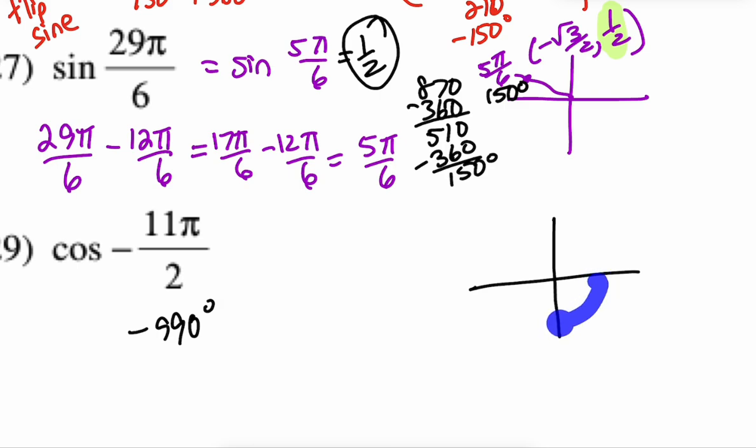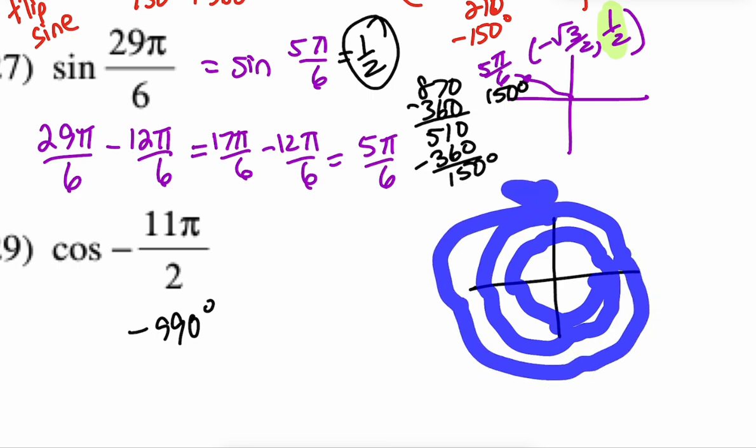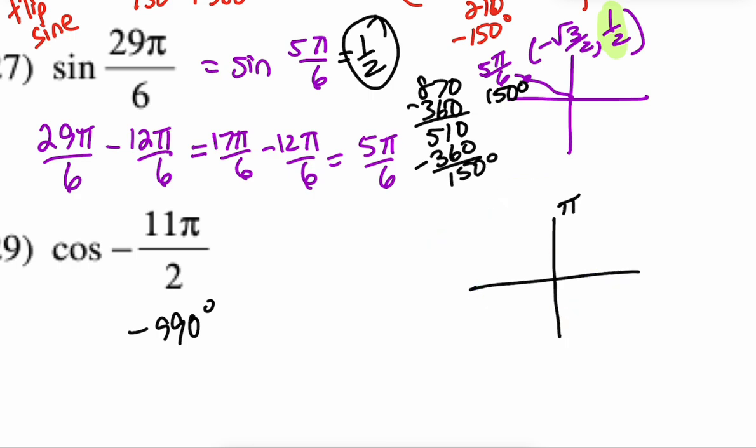That's a pi over 2, 90. How many 90s? We're going backwards 11. 1, 2, 3, 4, 5, 6, 7, 8, 9, 10, 11. So that's the same as landing at the pi over 2 spot. Let me show you one more time. 1, 2, 3, 4, 5, 6, 7, 8, 9, 10, 11. However you count it, we land at the pi over 2 spot. Once you know where you land, we use the point at that location.